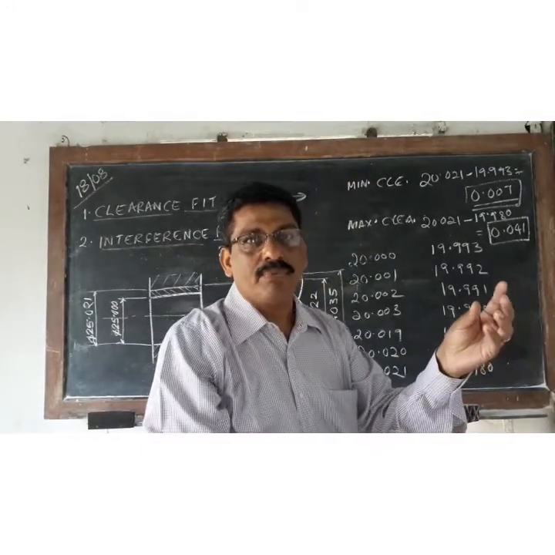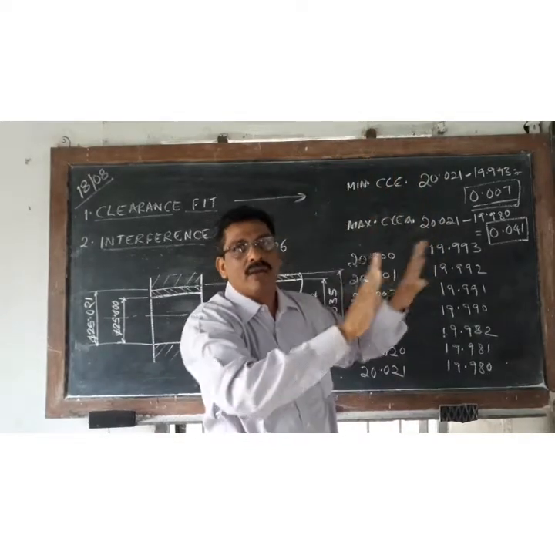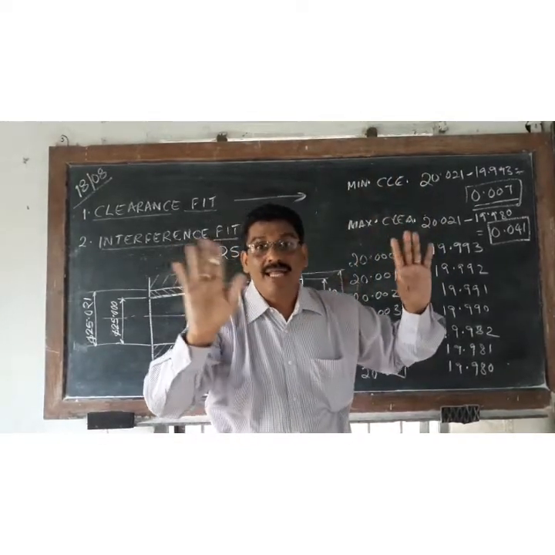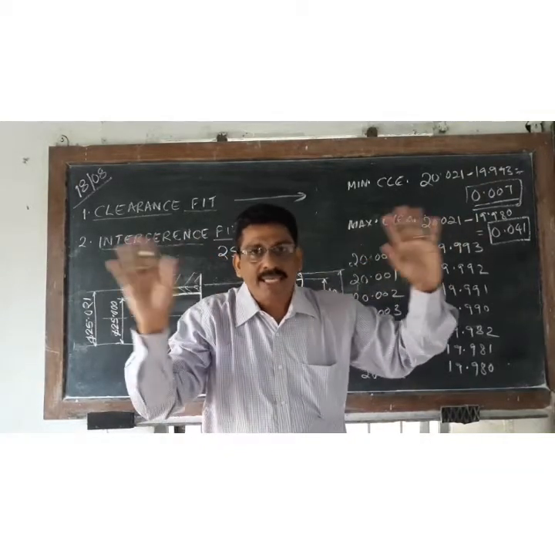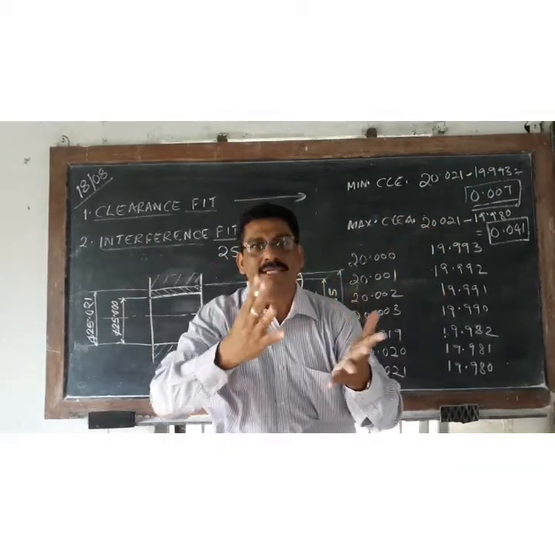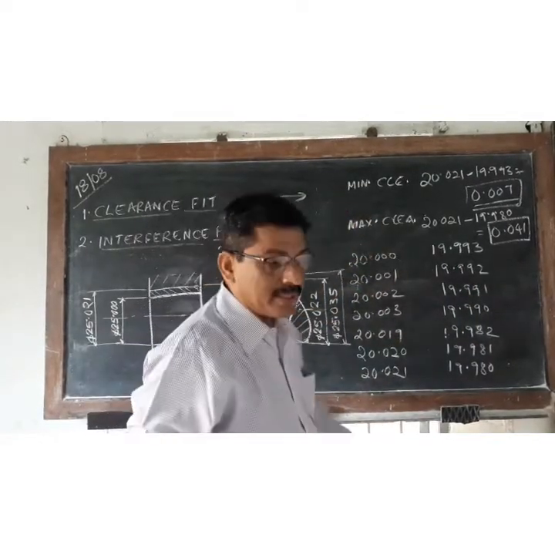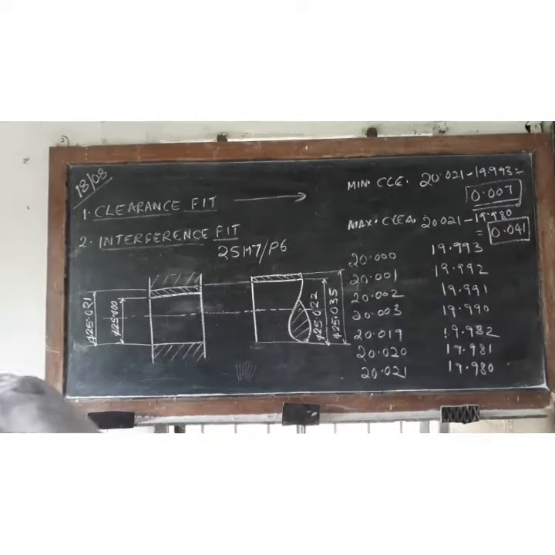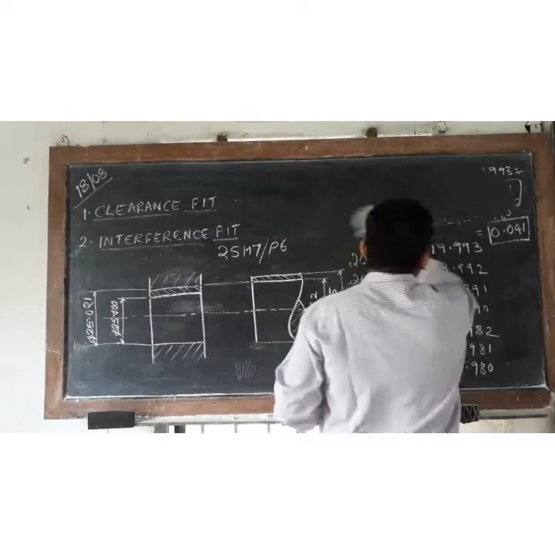Isn't it? Some of you, if you see a fitting directly, you can see all the gap nicely. It is not like that. 0.04 gap means 0.04 gap, you cannot see anything. It is just going to slide, that's enough. That much is enough. That belongs to the clearance fit. So today we will see about the interference fit.